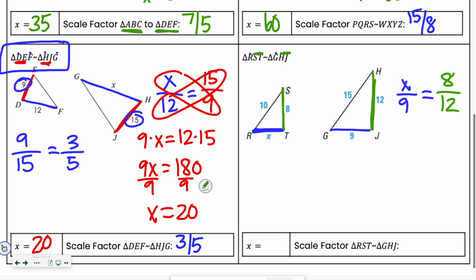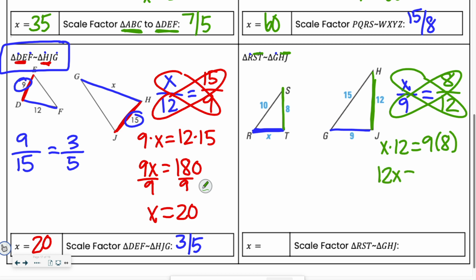But here we go. I'm going to solve now. X times 12 is equal to 9 times 8. X times 12 we know is 12x. 9 times 8 is 72. Divide by 12. X is 6. Beautiful.